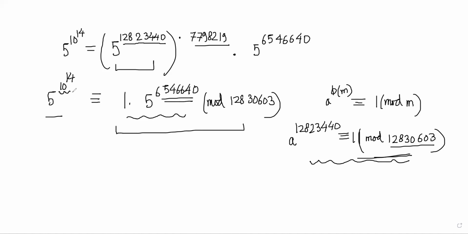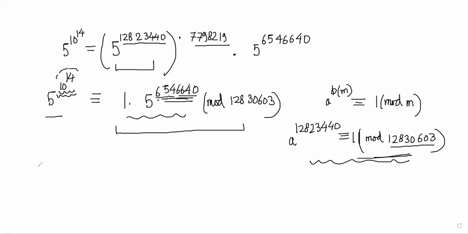You should realize that 10^14 is so much bigger than 6546640, right? This is like 6.5 million, and this is like 10^5 billion. The power here is 10^5 billion, and this is 6.5 million. So at least we have reduced the problem significantly by using Euler's theorem, right?